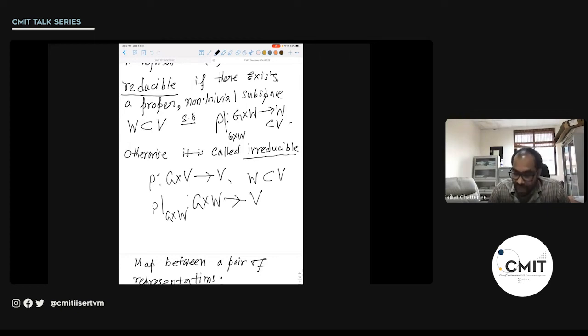But if this happens, that there is a proper non-trivial subspace W, not of course the zero vector space, such that the image of G cross W is inside W, then you see that this gives you a representation on W on its own merit. Then this is called a reducible representation. And if you cannot find for a particular representation any such subspace, then it is called irreducible.